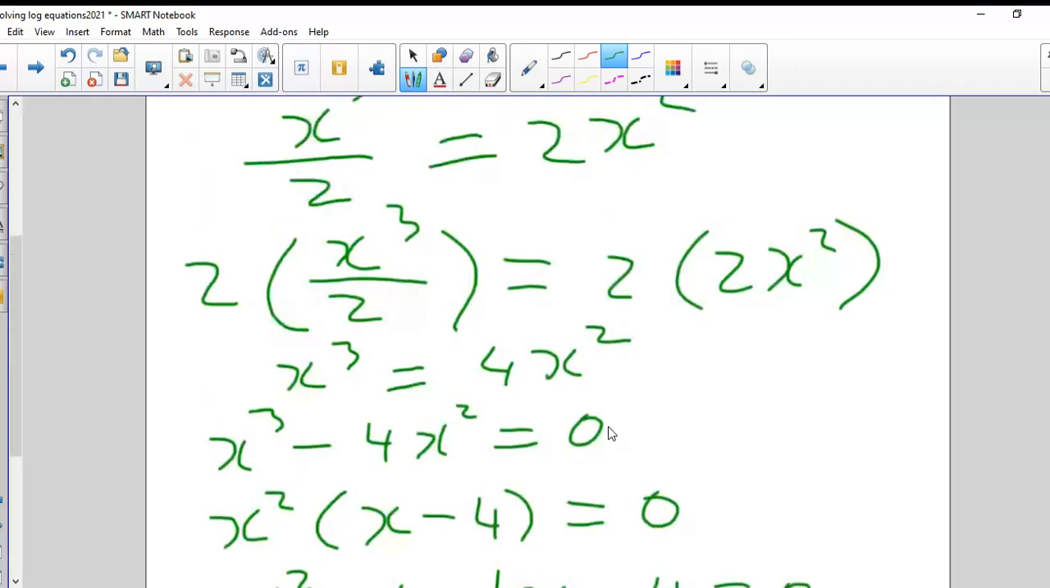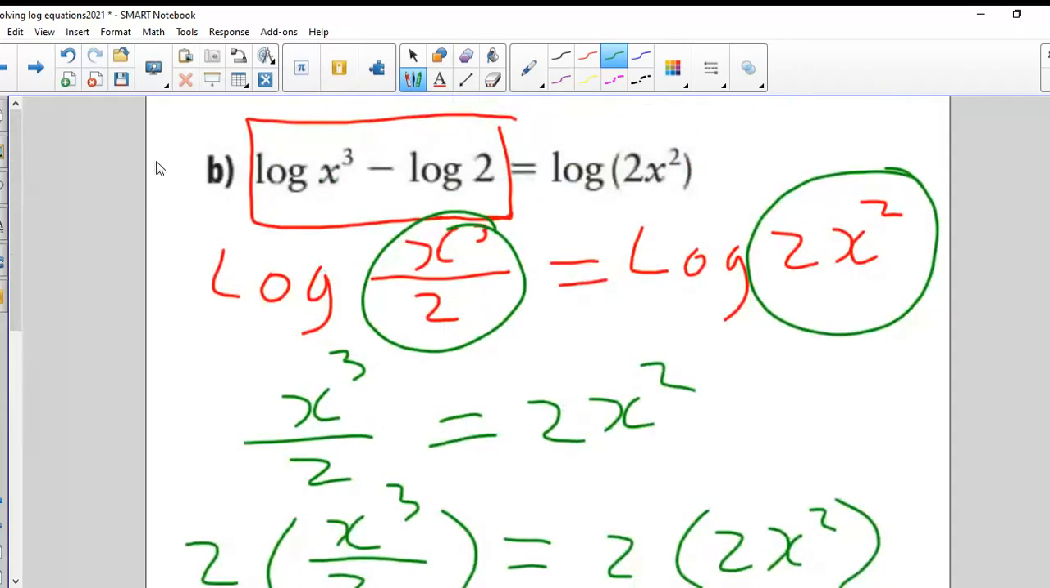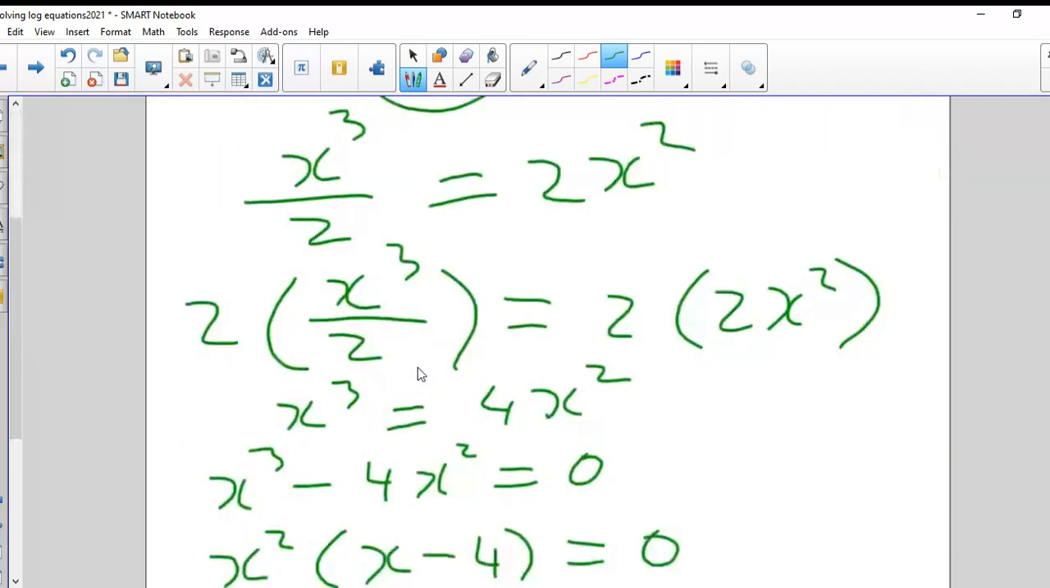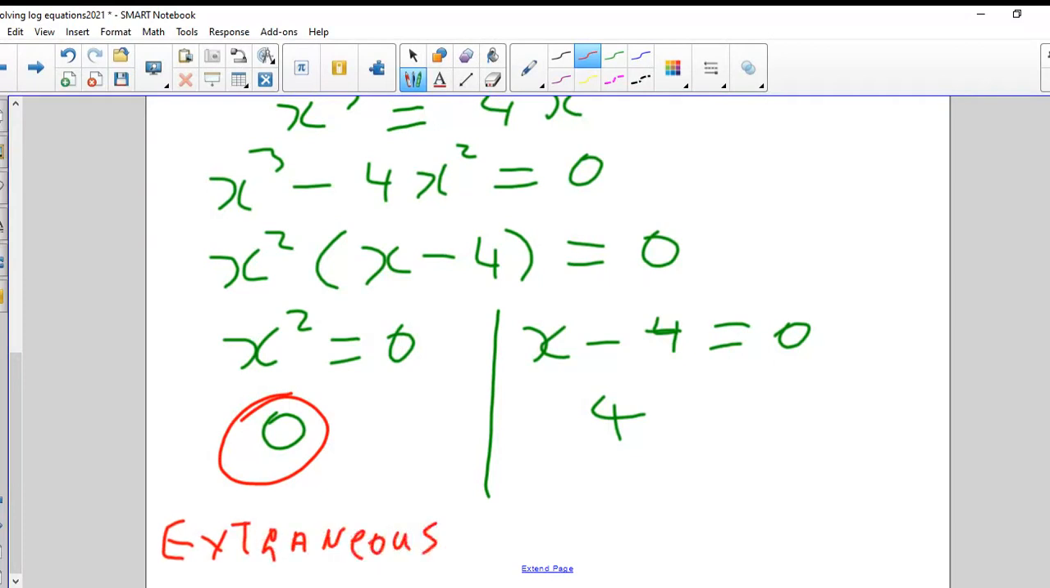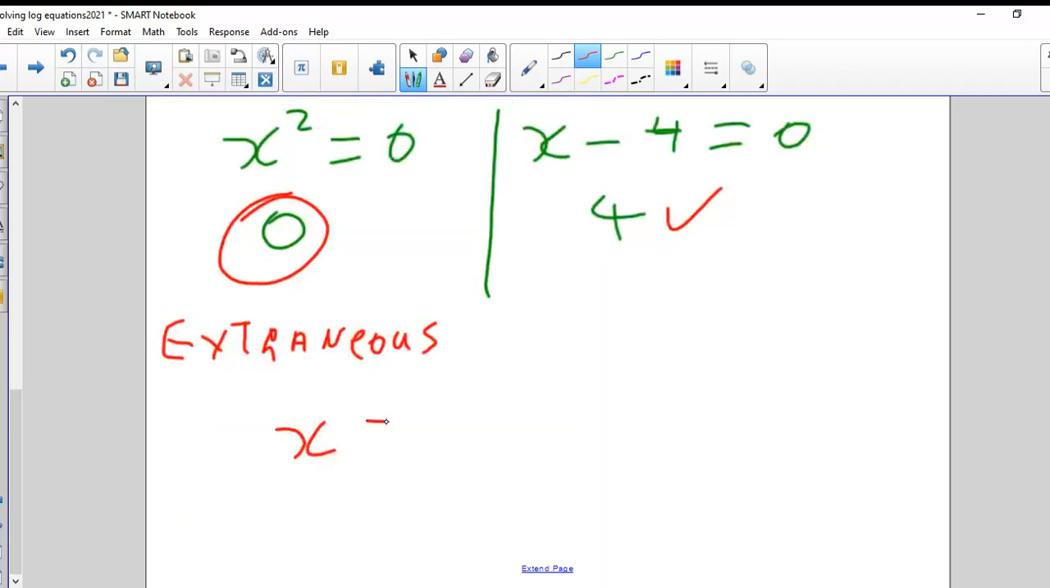0 and 4. But both are answers, but only 4 works. Let's go back and look. Does 0 work in the original? Well, I ended up with the log of 0 cubed, and we know that 0 is a no-no. And another 0 over here is another no-no, so that's not going to work. But the 4 does. So this one is extraneous, but this one is good. So my answer is that x is only equal to 4. That's the only answer that makes sense in this case.